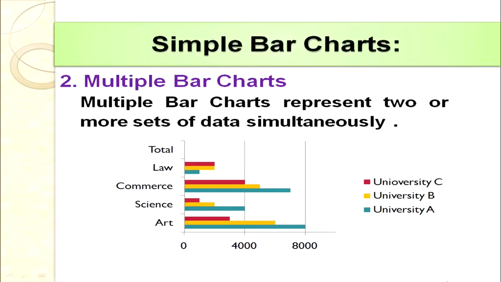Now the next is multiple bar diagrams. Multiple bar diagrams or charts represent two or more sets of data simultaneously. Suppose they have given you export and import for a particular year, or profit and loss for a particular year, or birth rate and death rate. So two kinds of data for the same specific year are given to you. Then we are going to draw a multiple bar diagram.